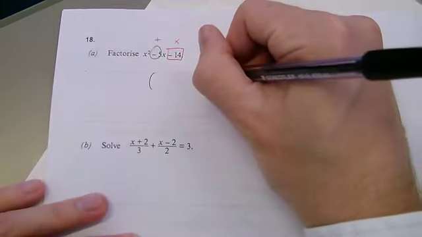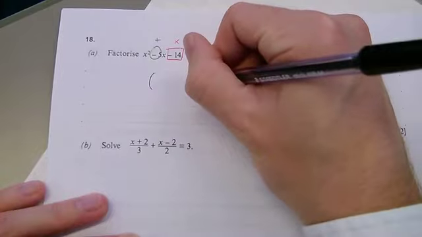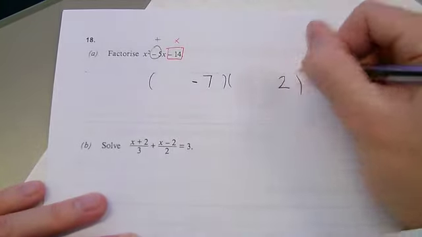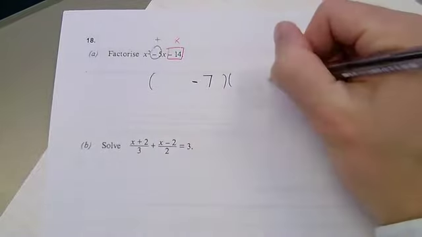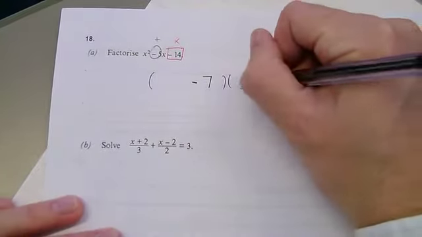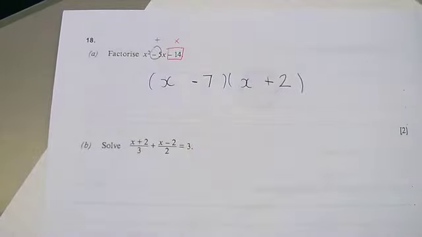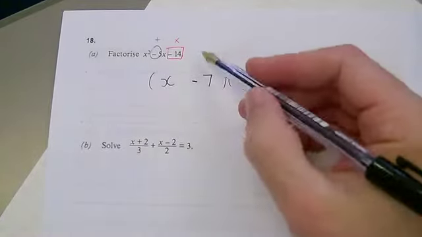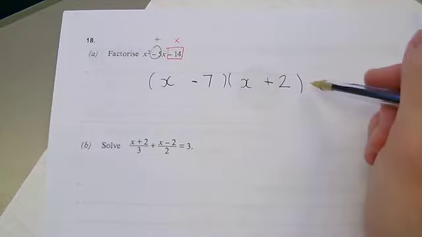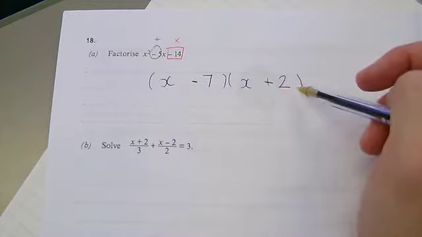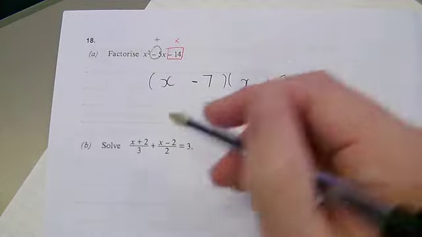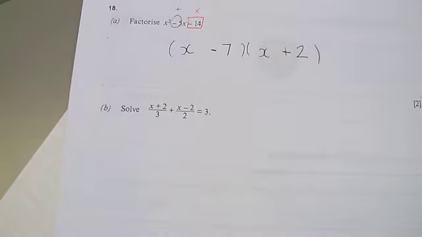7 and minus 2? Sure? Minus 7, positive 2, because minus 7 times 2 is minus 14, minus 7 add 2 is minus 5, so that's just x's that go at the front. Okay? You could get asked to solve that as an equation, put equal to 0, and it would always be the opposite to what's here, so x would be 7 and x would be minus 2. All good?